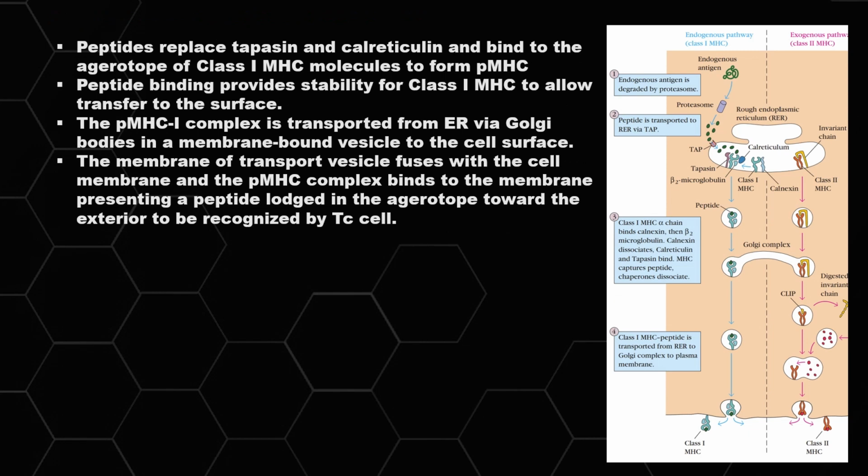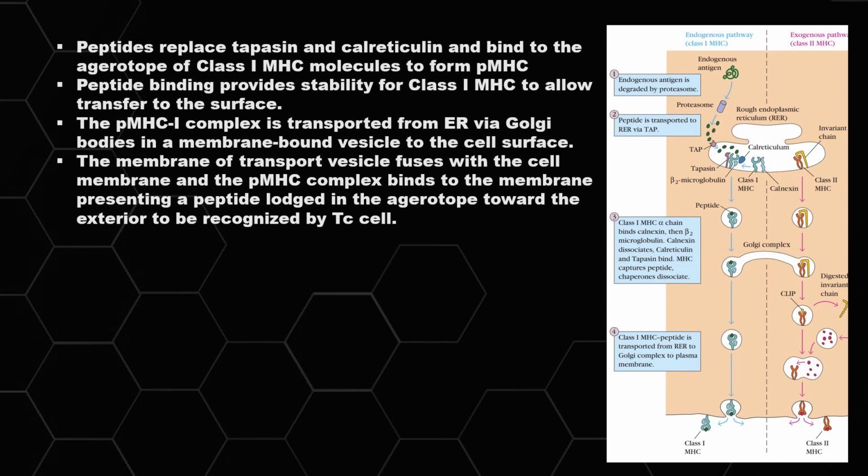Once the peptide replaces the tapasin and calreticulin, it binds to the agretope of the class 1 MHC molecule to form pMHC. That means the MHC molecule is now loaded, and peptide binding provides stability to the class 1 MHC molecule to allow the transfer to the surface. From the RER it comes to the Golgi, and the Golgi vesicle takes it to the surface, and the class 1 MHC molecule is presented on the surface of the antigen presenting cell.